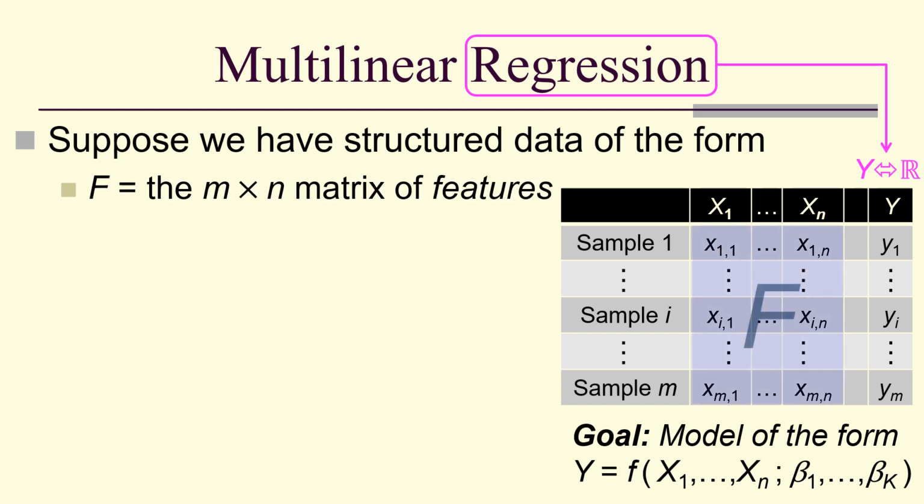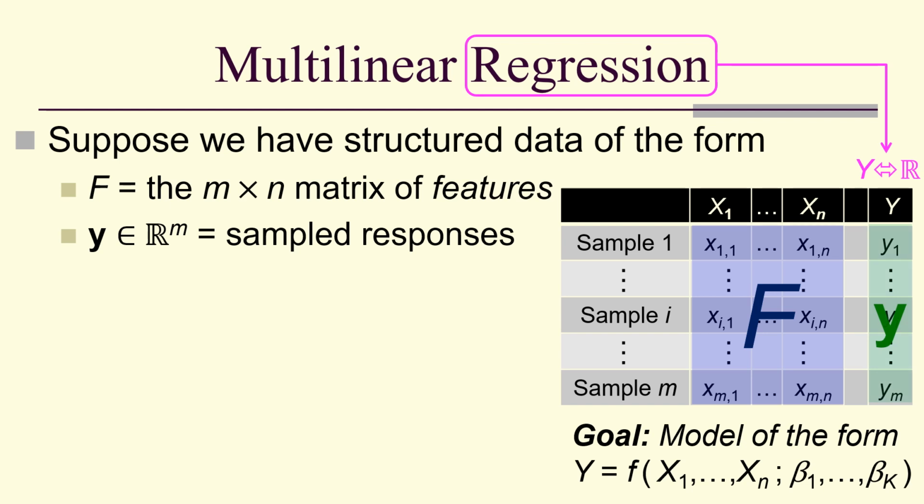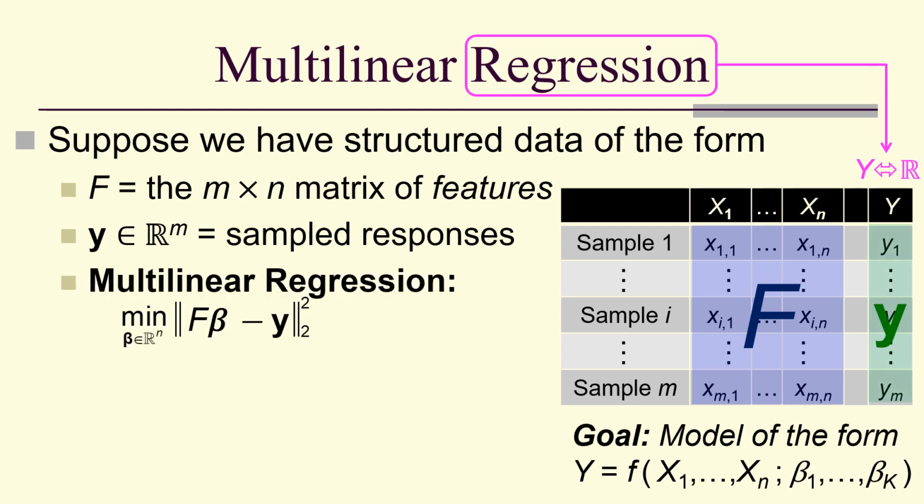So we're going to define F to be the n by n matrix of features. Again, these are all numbers. And Y, the sampled responses. And then multilinear regression says that to find the best parameters, beta, we minimize the Euclidean norm squared of F beta minus Y.